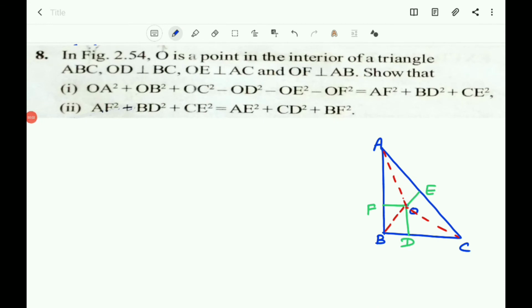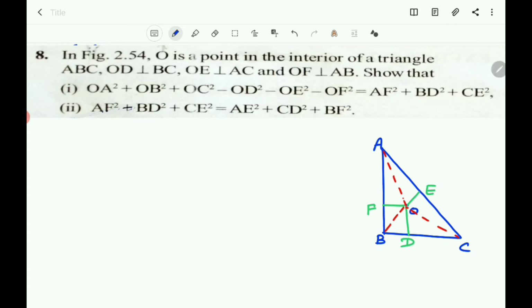Now you come to question number 8. In the figure, O is a point in the interior of a triangle ABC. OD perpendicular to BC, OE perpendicular to AC, and OF perpendicular to AB. Show that first, OA square plus OB square plus OC square minus OD square minus OE square minus OF square is equal to AF square plus BD square plus CE square. Second, AF square plus BD square plus CE square is equal to AE square plus CD square plus BF square. So let us prove the first one.